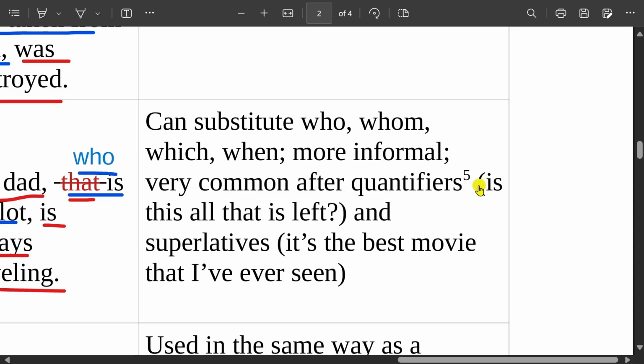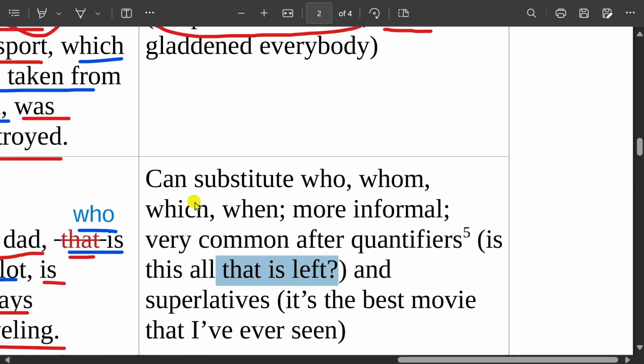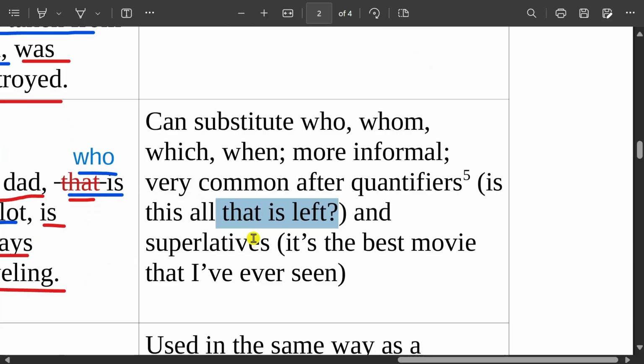For example, I put an example here. Is this all that is left? You see? Is this all? This is the quantifier, all that is left. This is a question. So far we haven't used questions, mostly as examples, but they could also be questions, okay? You could say, is this all which is left? But it's a little awkward, a little strange. Most common is that is left, okay?